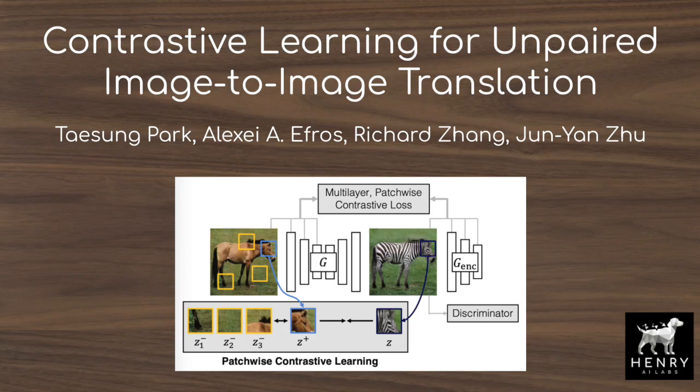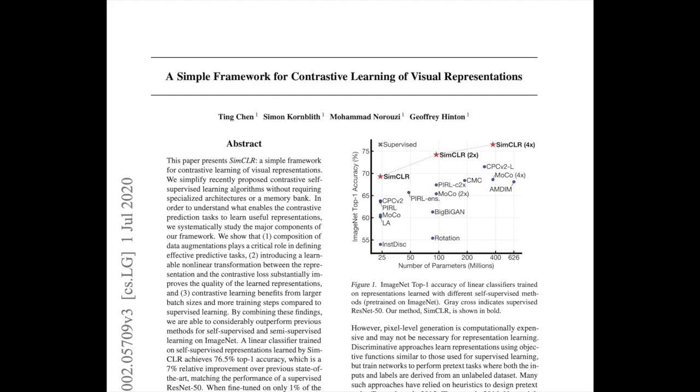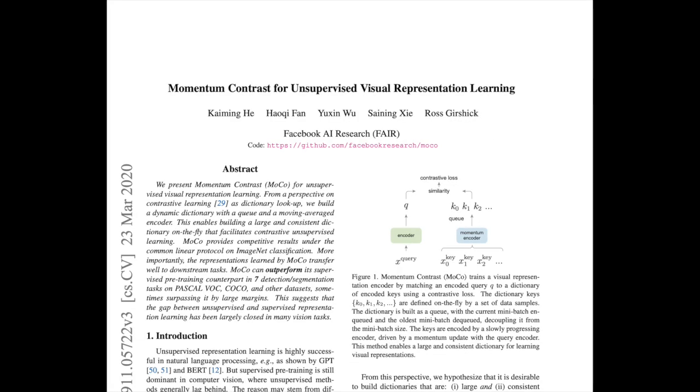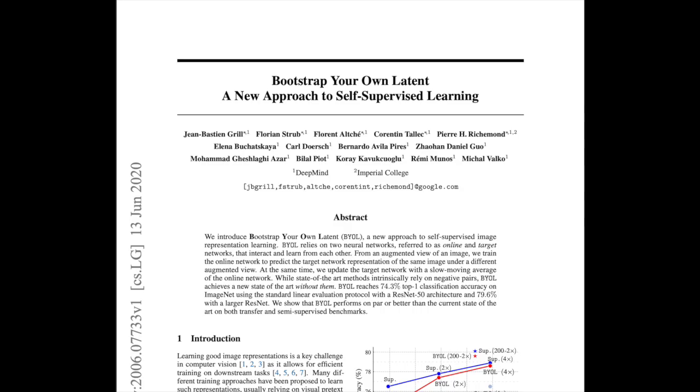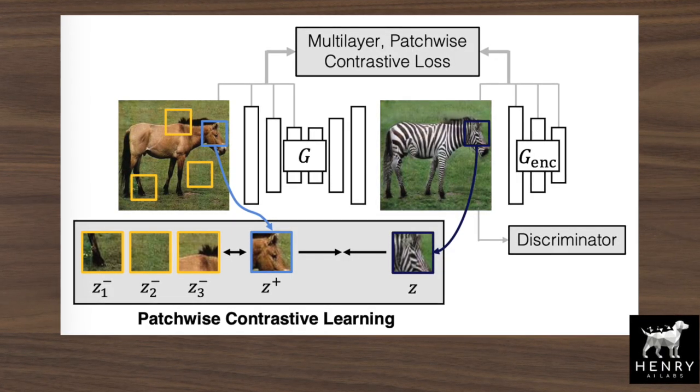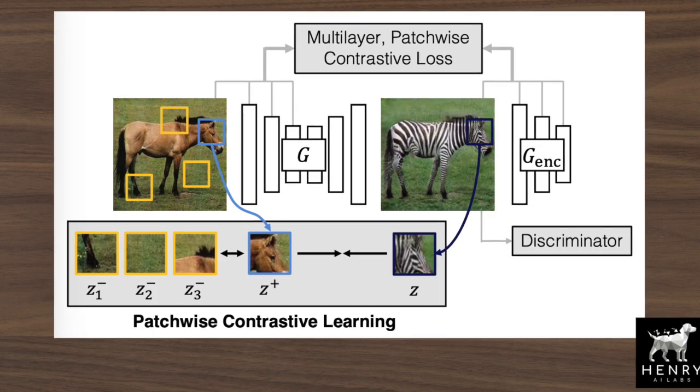Contrastive learning has seen a boom of interest in self-supervised learning techniques, especially in computer vision with papers like SimCLR, MoCo, and Bootstrap Your Own Latent. These learning algorithms map representations of positive keys to be similar and negative keys to be dissimilar.